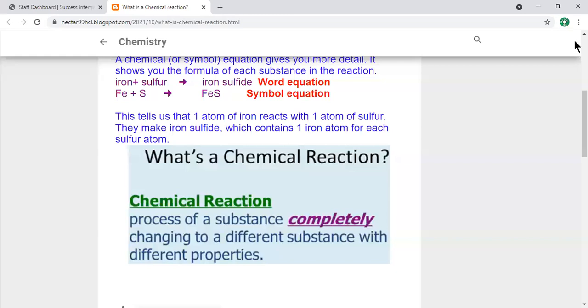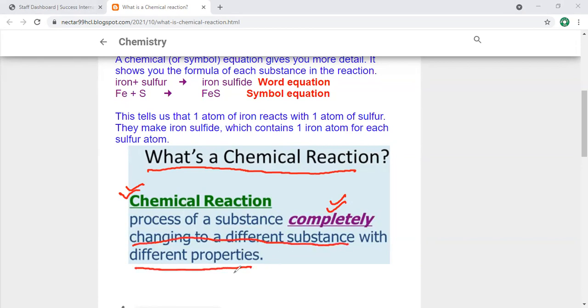Okay, now look here. This tells you one atom of iron reacts with one atom of sulfur. They make iron sulfide. We know very well. After that, each contains one iron atom for each sulfur. So what is a chemical reaction? Again, it is just a recap to understand the chemical reaction. What is a chemical reaction? The process of a substance completely changing to a different substance with different properties.